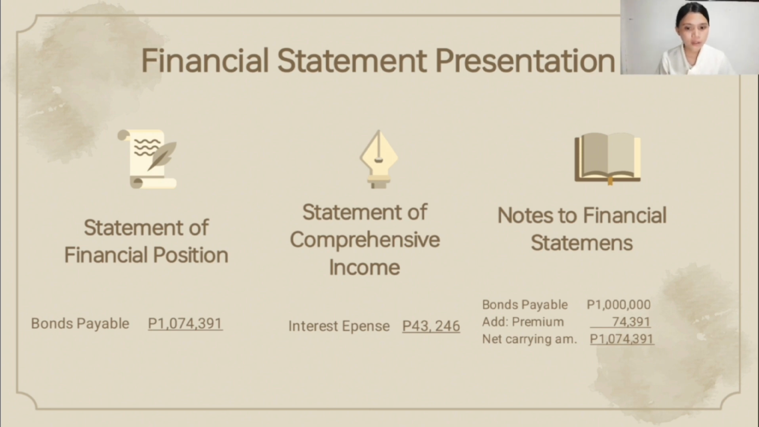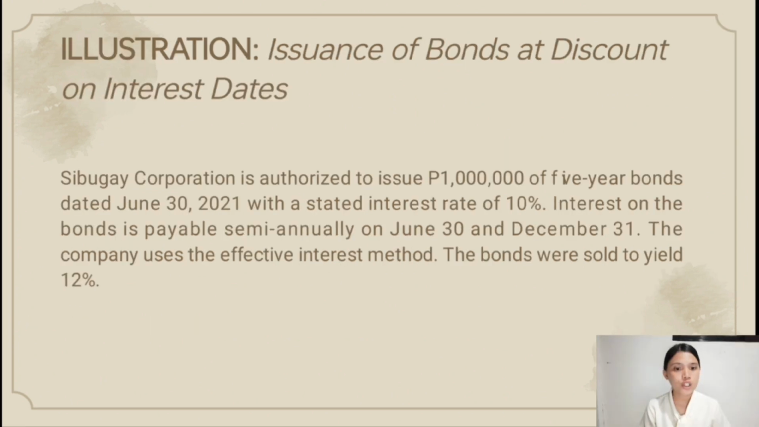So for the presentation with regards to the statement of financial position, the bonds payable with the amount of 1,074,391. And for the statement of comprehensive income, the interest expense of 43,246. And last, in the notes to financial statements, we have bonds payable amounting to 1 million. We add the premium of 74,391. We get the carrying amount of 1,074,391.